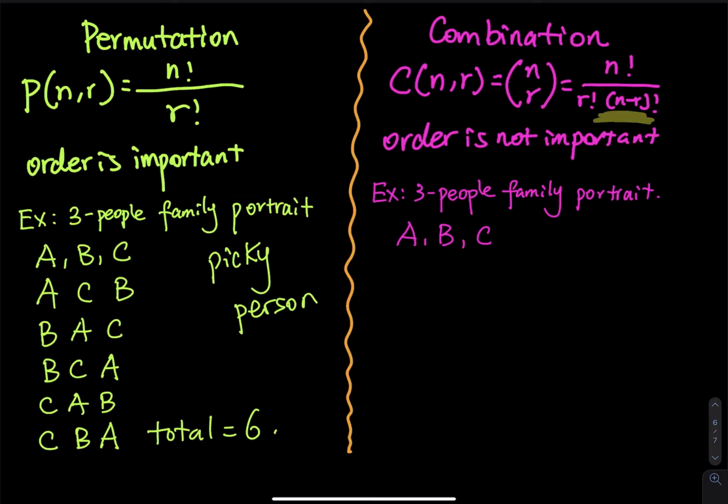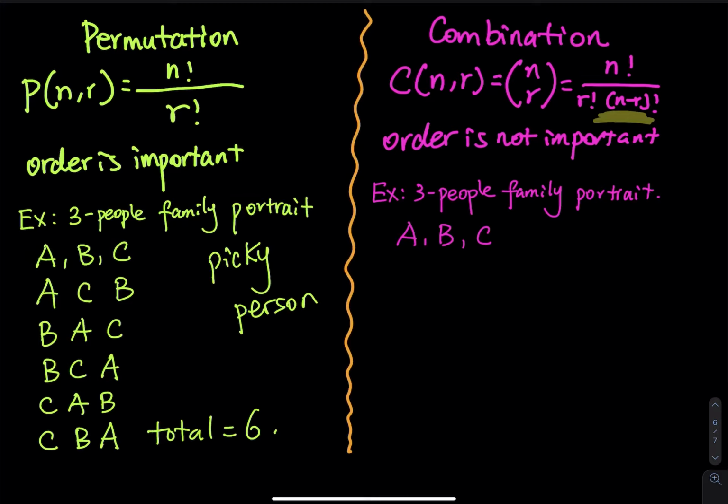Imagine this: you are taking a picture. Hey, this is not enough, that is not good. You want everything, you want all kinds of pictures, so you are being a very picky person. That means order is important. That means you are doing permutation. You want to list out all the possible pictures.